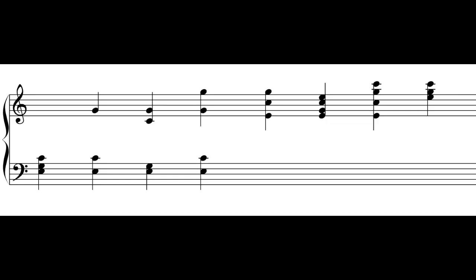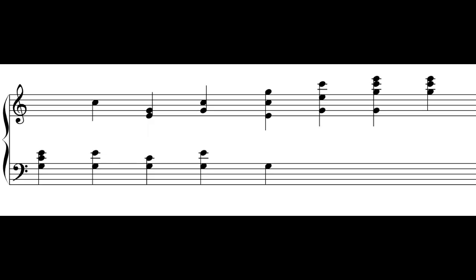If, however, we look at the following C major chords, we see that rather than C in the bass, we have E, not the tonic, but the mediant. These are all still C major chords because they're all made up of C, E and G, but now they are no longer in root position, but they are in first inversion.